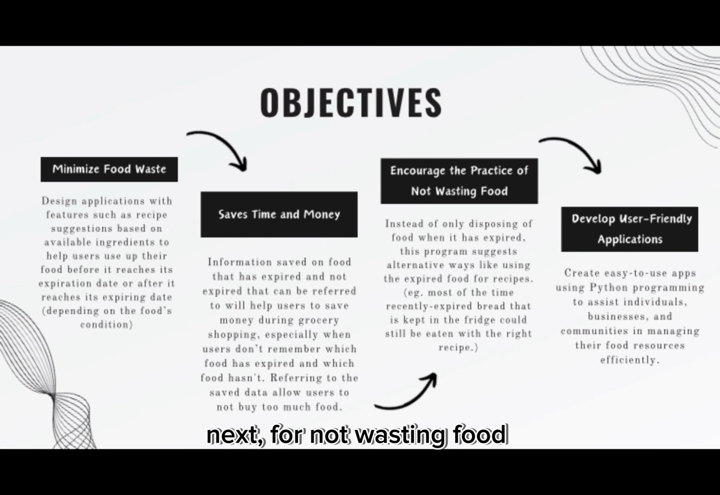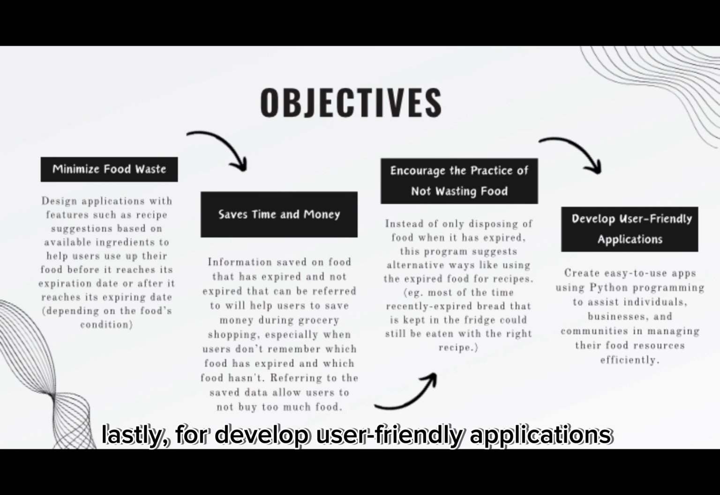Next, for not wasting food, instead of only disposing of food when it has expired, this program suggests alternative ways, like using the expired food for a recipe. For example, most of the time, recently expired bread that is kept in the fridge could still be eaten with the right recipe. Lastly, for developing a user-friendly application, we create easy-to-use apps using Python programming to assist individuals, businesses and communities in managing their food resources efficiently.